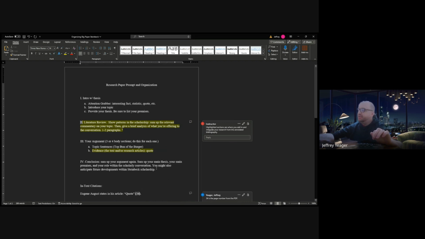You want to sum up your argument again, but also think about your argument's significance, and what further studies on your novel you could anticipate, and what kind of fruit that could bring.